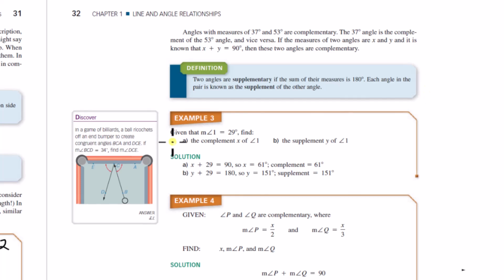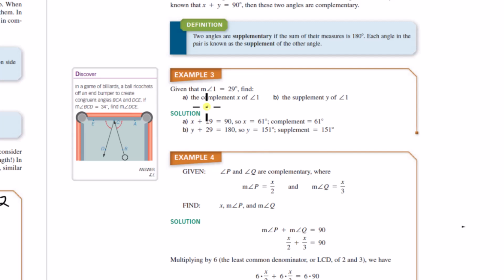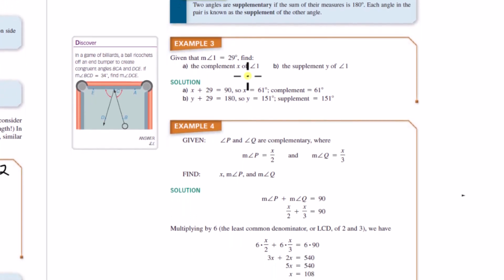All right. Given that the measure of angle 1 is 29 degrees, find the complement of angle 1 and the supplement of angle 1. So 90 minus 29 is what? 90 minus 30 is 60, then add 1 to that, so 61 degrees. What about the supplement? What is 180 minus 29? 180 minus 30 is 150, so 151.